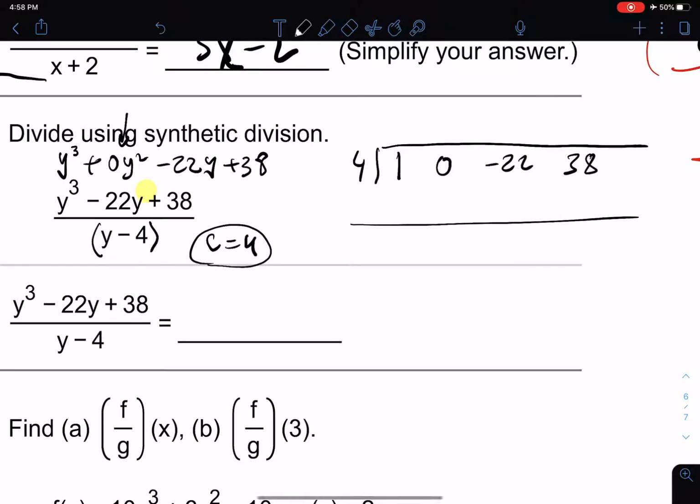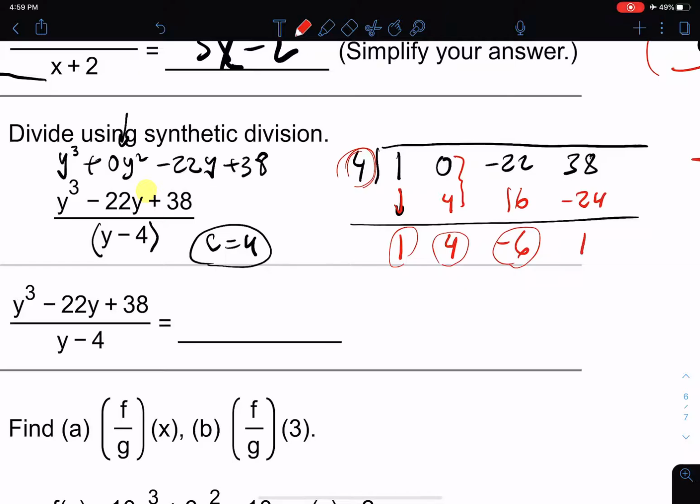Bring down the first one. I'll do this in red now just to show you my work. Now we got 1 times 4 is 4. Add them up. 4. 4 times 4 is 16. Add them up. Negative 6, right? Negative 6 times 4 is negative 24. And add that up, 38 and a negative 24 gives us 14. Hey, we actually have a remainder on this one.